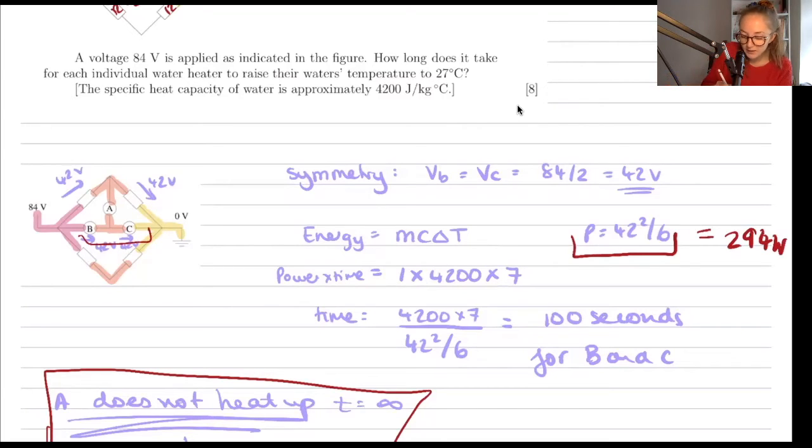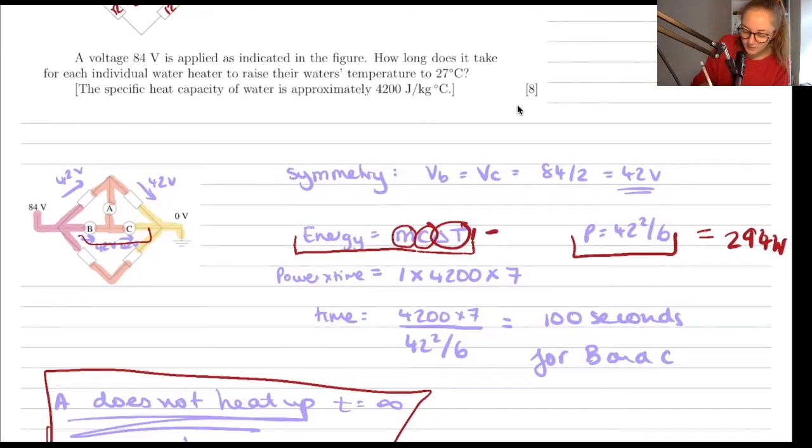So for this, we need an equation. You may remember it as Q equals mcΔT, but the energy required to raise a certain mass of a certain substance of a specific heat capacity C by a certain change of temperature is equal to mcΔT.